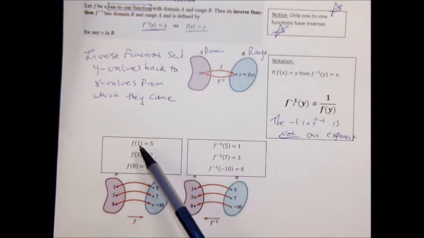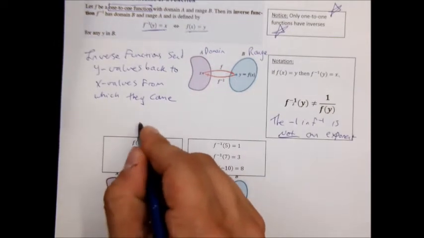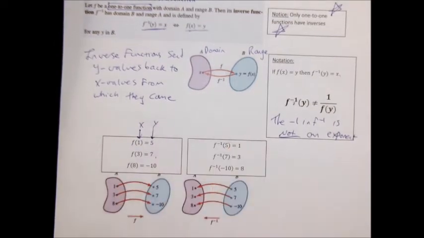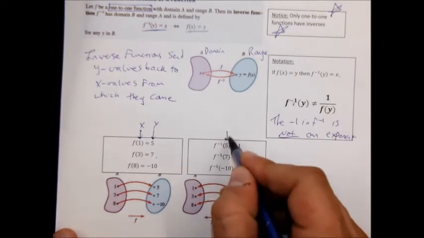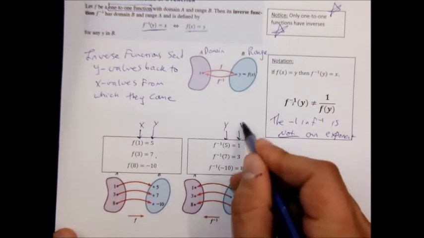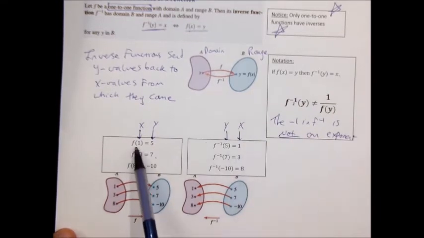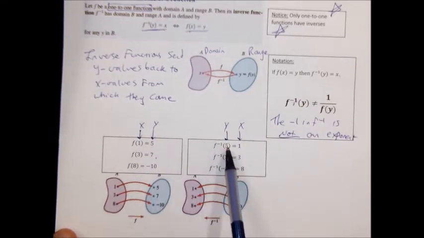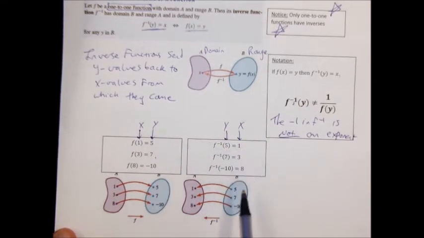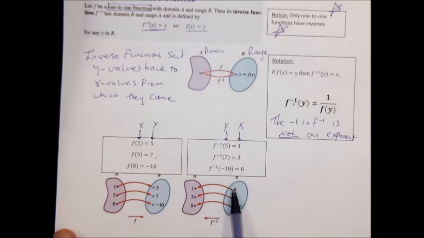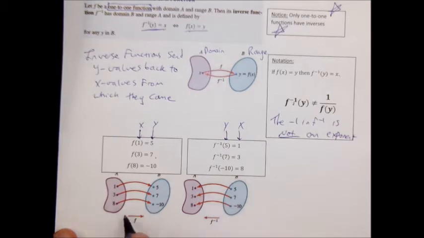And so notice, you can see that this is an x value and this is a y value, right? Well, in the other sense, we're taking the y values and we're sending them back to the x's, right? So if f of 1 is 5, then f inverse of 5 is 1, right? The inverse is just taking the things in the range and sending them back to the domain. And so this one on the left is f, and the one on the right is f inverse, and they're going in opposite directions.